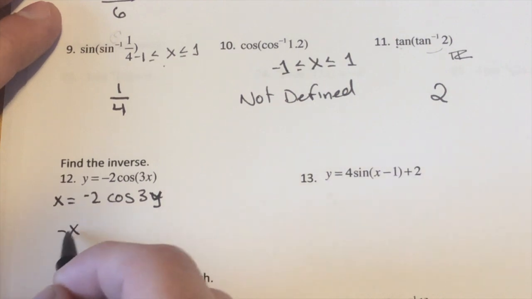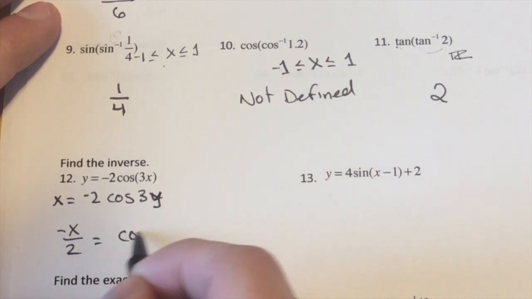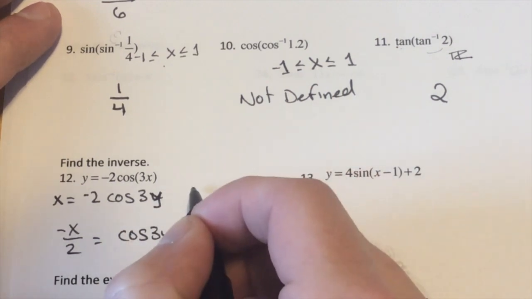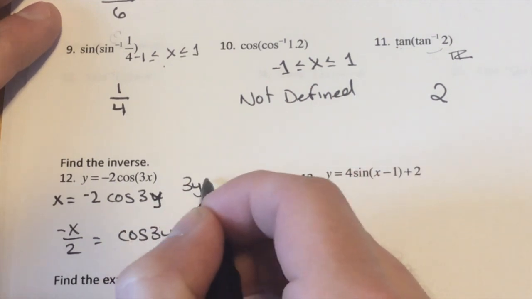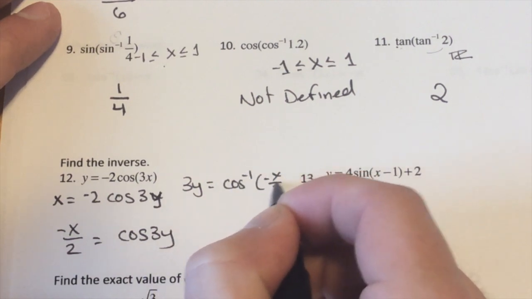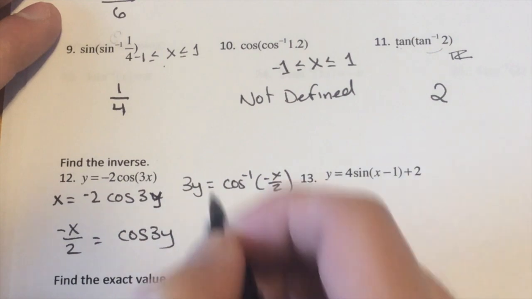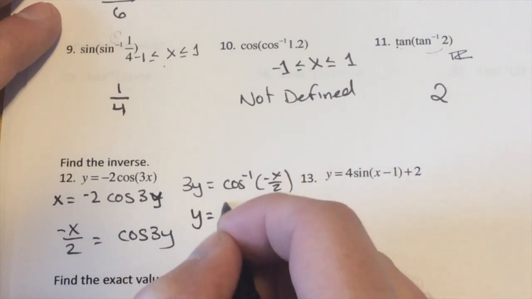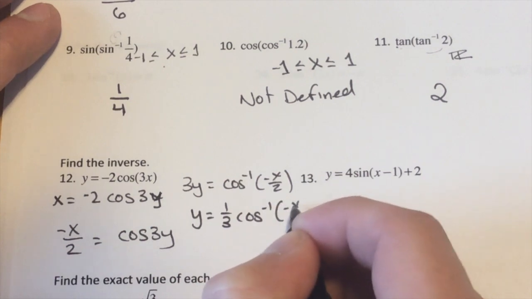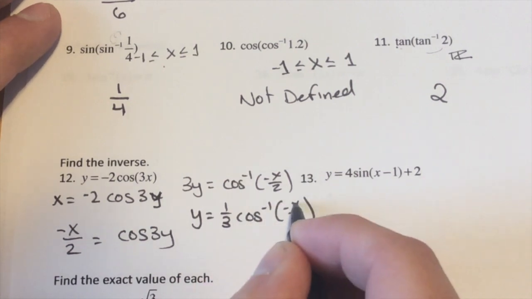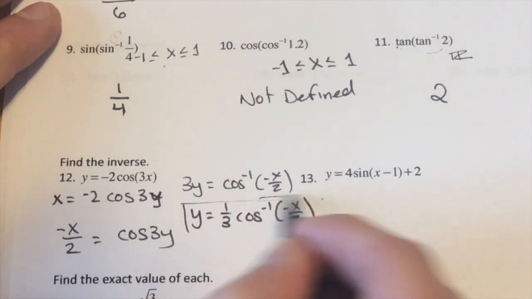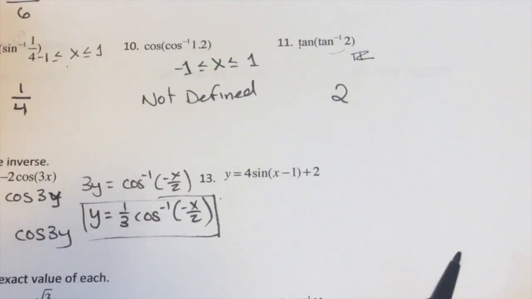I'm going to take the inverse cosine of both sides. So I have 3y equals inverse cosine of negative x over 2. And then I divide by 3. So y equals, I'm just going to put a 1/3 inverse cosine of negative x over 2. You could just as easily write this all over 3, but this keeps it a little easier to read.